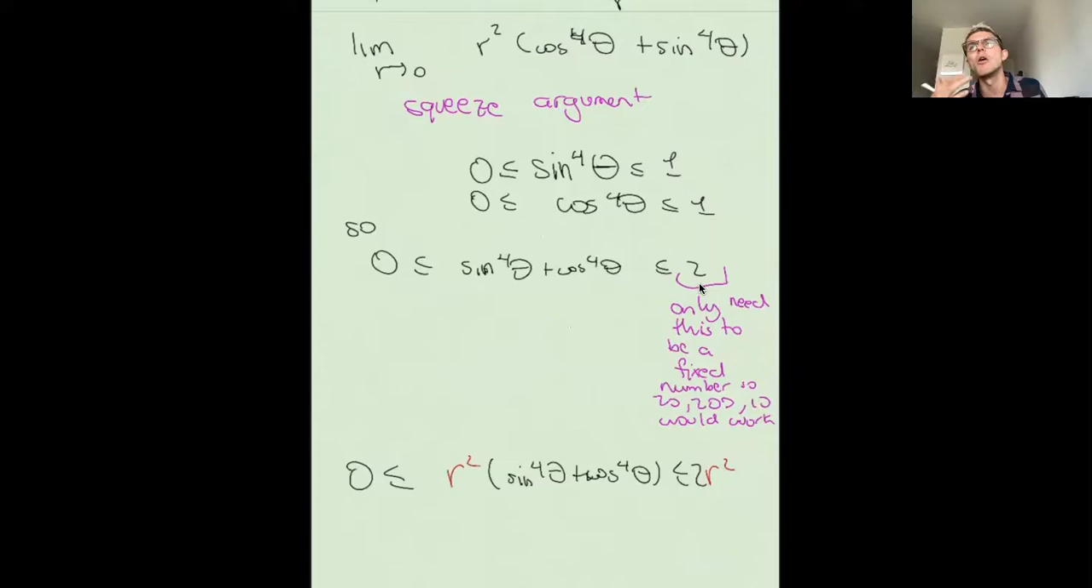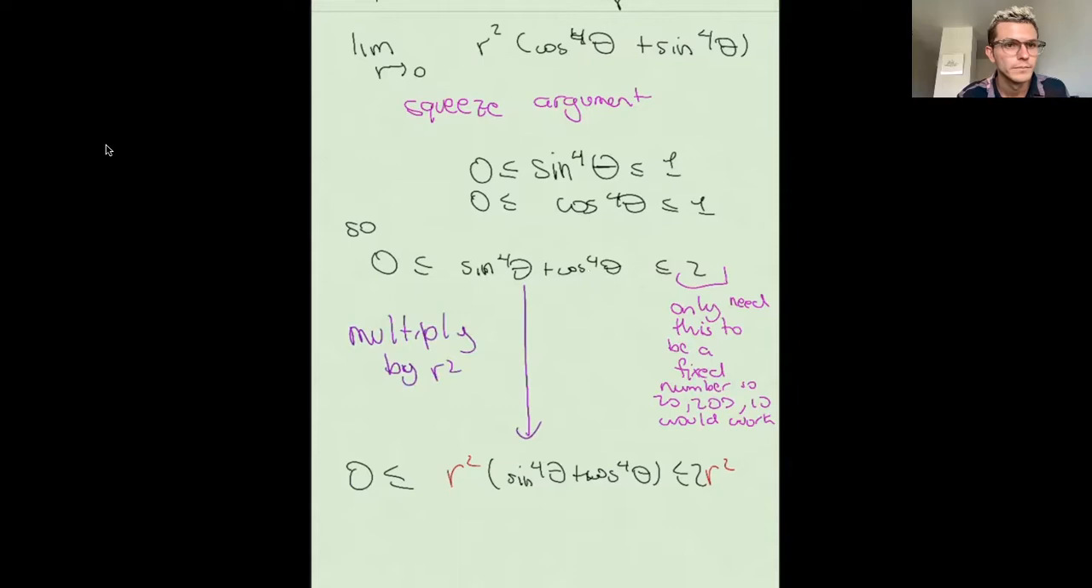Now, strictly speaking, not that much would have gone wrong if you had just written r squared. It's not 100% correct. I think it is true because you can be a little bit more clever too. But the easiest thing is just to start from here. What I did here was multiply by R squared. Strictly speaking, it is most likely true that sine to the four plus cosine to the four is always between zero and one, because sine and cosine take opposite values: when sine is at a minimum, cosine is at a max, and things like that.